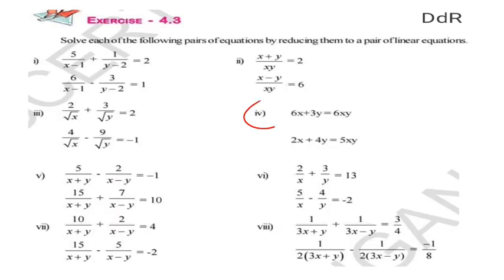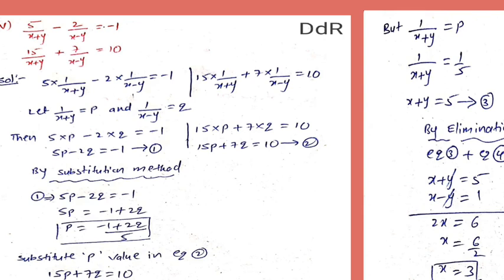So fourth problem completed. Now you do the second problem. Okay, so very simple. Next, fifth problem: 5 by x plus y minus 2 by x minus y equal to minus 1. Second equation: 15 by x plus y plus 7 by x minus y equal to 10.